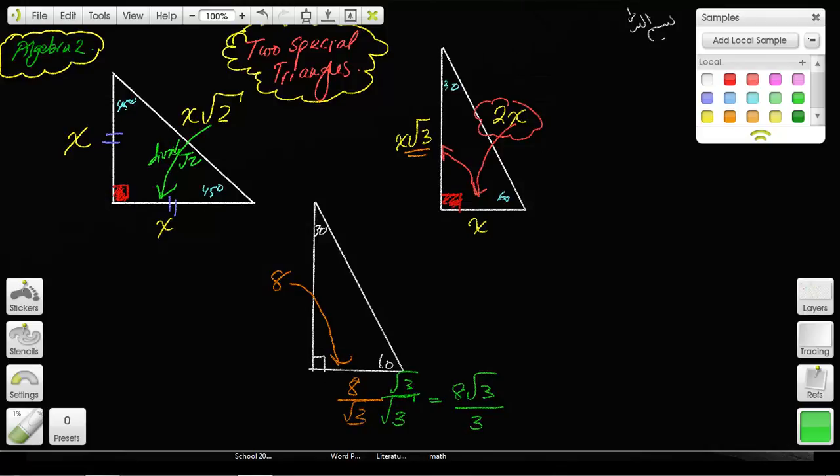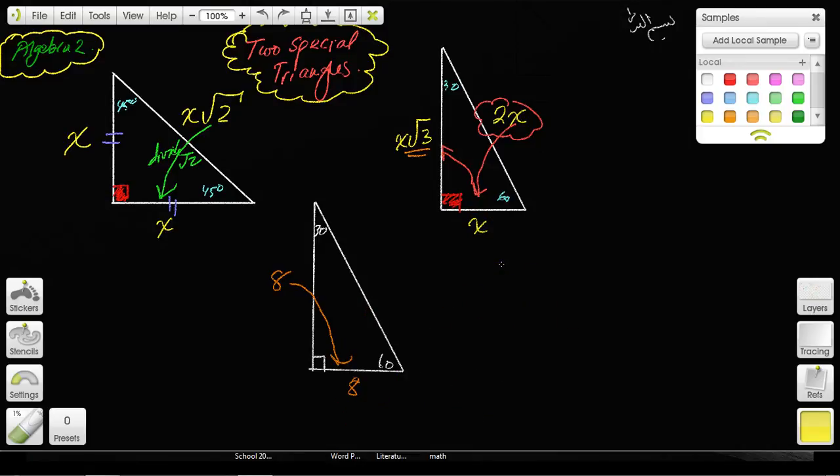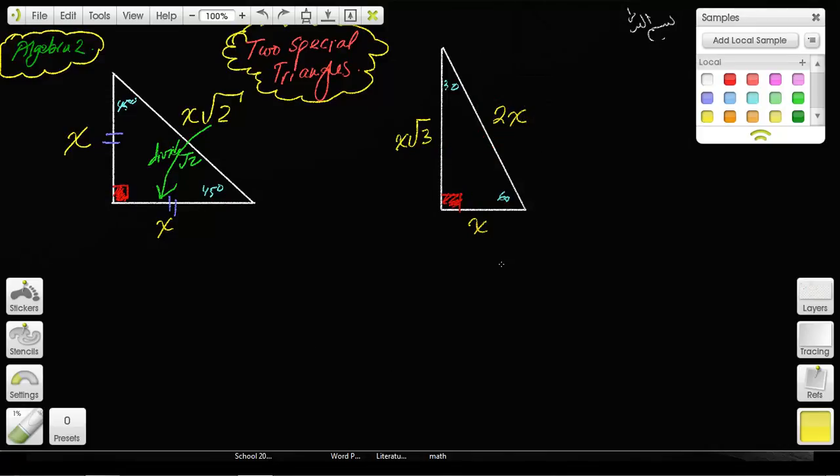Now to get the hypotenuse, you take x and multiply it by 2. So 2 times this value, 8 square root of 3 over 3, will be the hypotenuse, which is going to be 16 square root of 3 over 3. So this is very, very important, because this leads directly to our trigonometric ratios and the stuff that we have been talking about previously.